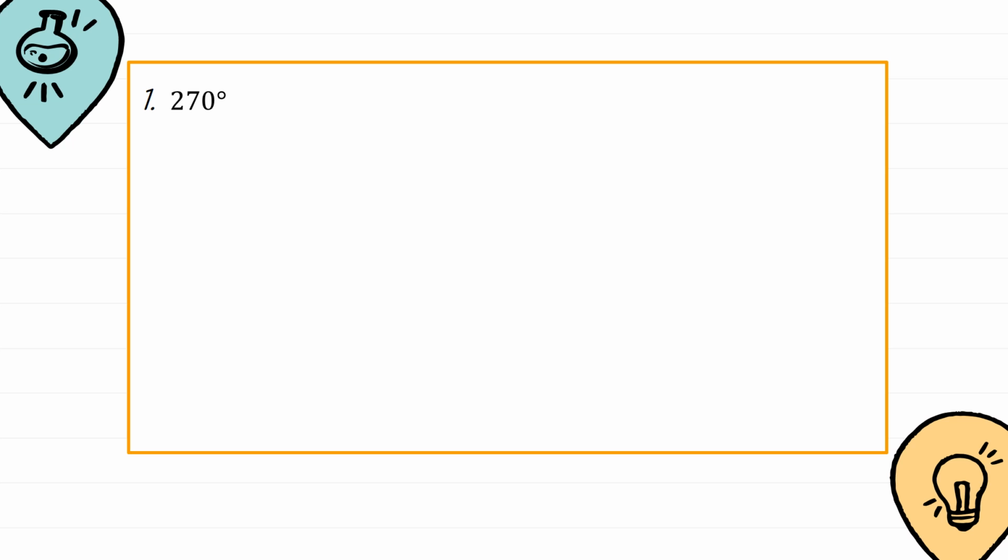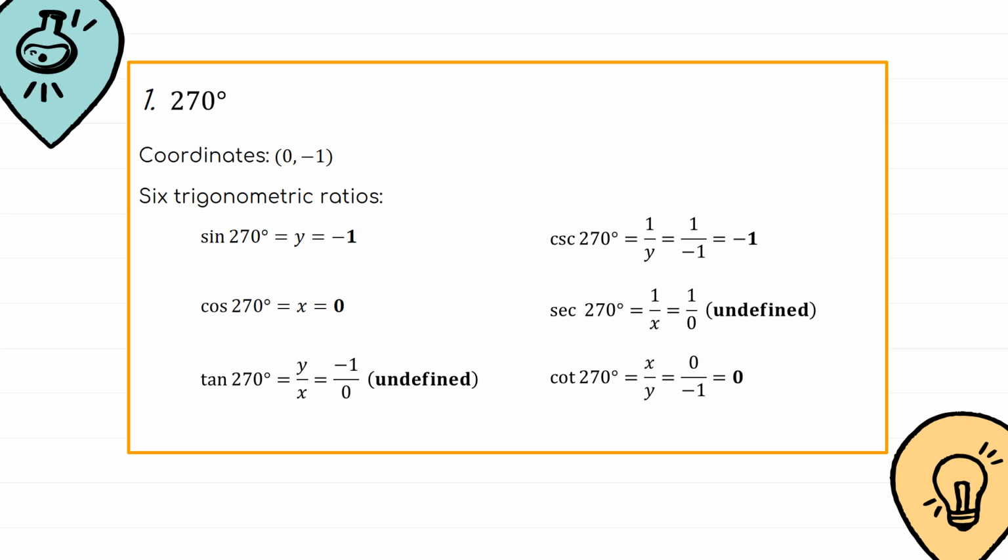Identify the coordinates. Since this is 270 degrees, the coordinates here are (0, negative 1). It is directly located on the negative y-axis. Okay? Ganun lang kasimple. So, we can now use these coordinates to find the 6 trigonometric ratios. So, ito yun siya. Sine is defined as y. Ito si y. That is why sine 270 is equal to negative 1.